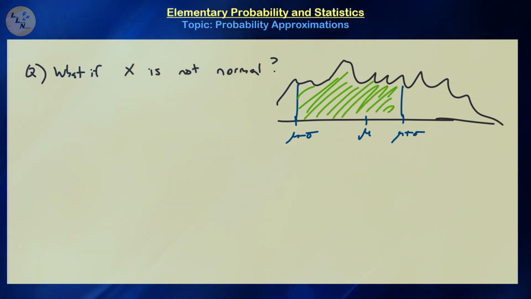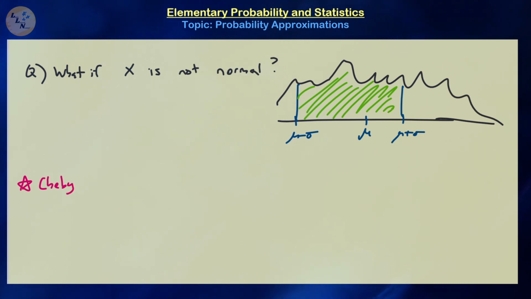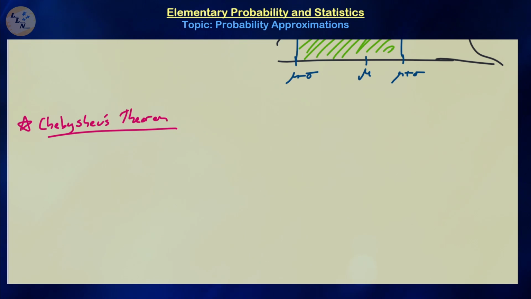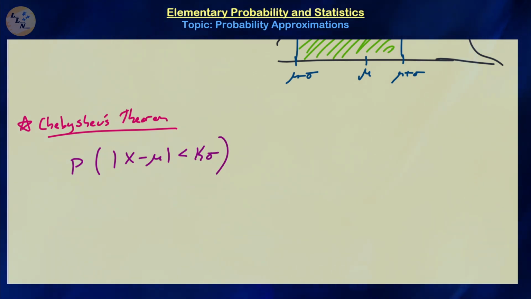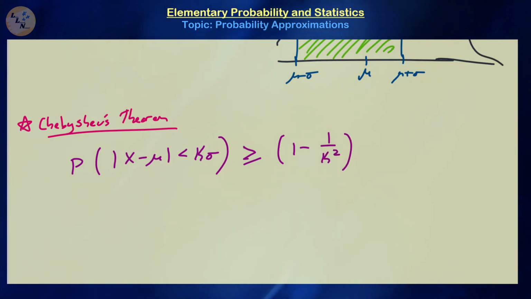The answer is yes. So one of the ways that you can sort of approximate this is what is known as Chebyshev's theorem. And Chebyshev's theorem says this. So the probability that the distance between x and mu is less than k standard deviations of the mean, so 1, 2, 3, and possibly even decimal standard deviations from the mean, is always greater than or equal to 1 minus 1 over k squared.